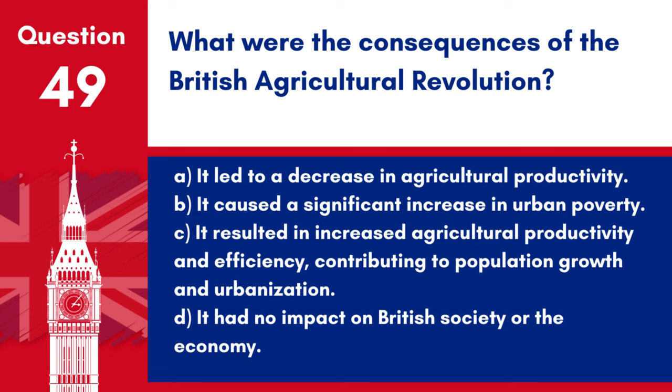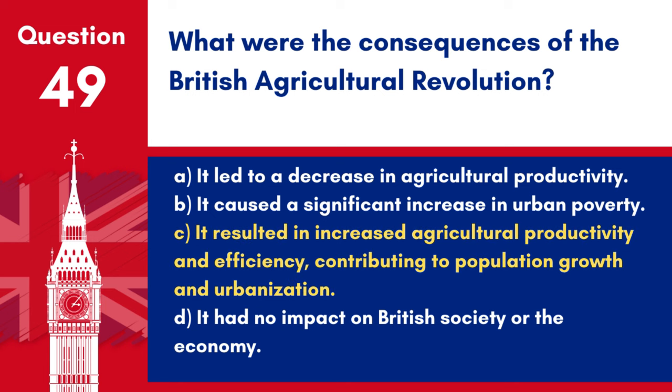Question 49. What were the consequences of the British Agricultural Revolution? A. It led to a decrease in agricultural productivity. B. It caused a significant increase in urban poverty. C. It resulted in increased agricultural productivity and efficiency, contributing to population growth and urbanization. D. It had no impact on British society or the economy.